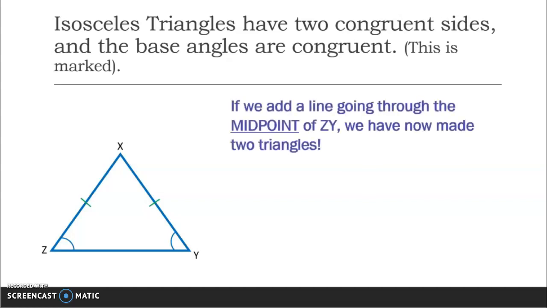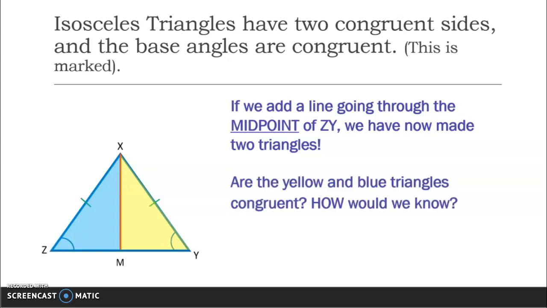but what if we were to add a line that goes from the midpoint of ZY to the vertex across from it, which is point X? There's the line I'm talking about. We've now made two triangles. So you've got a yellow and a blue triangle that are now two separate triangles that we could ask, are the yellow and the blue triangles congruent, and how would we know?